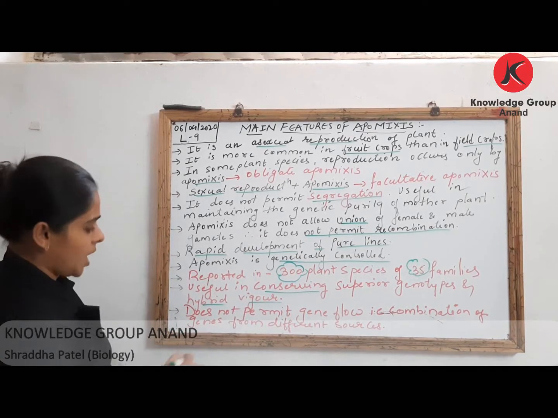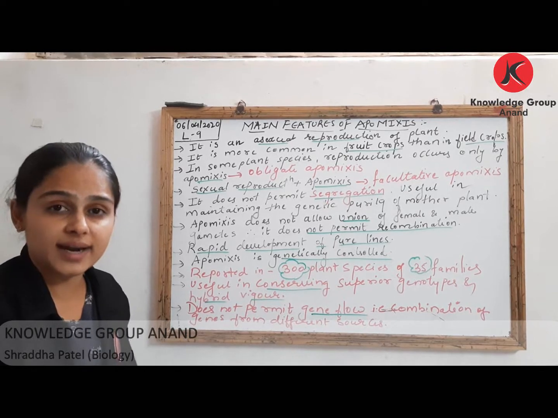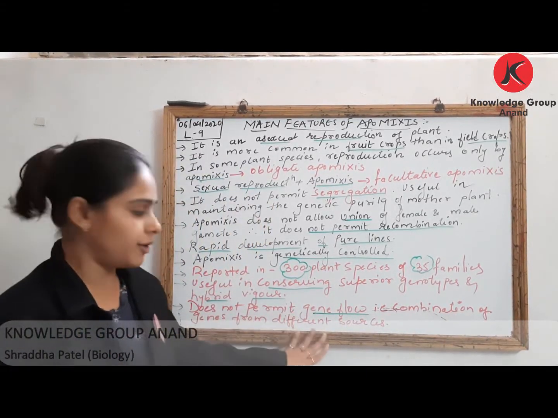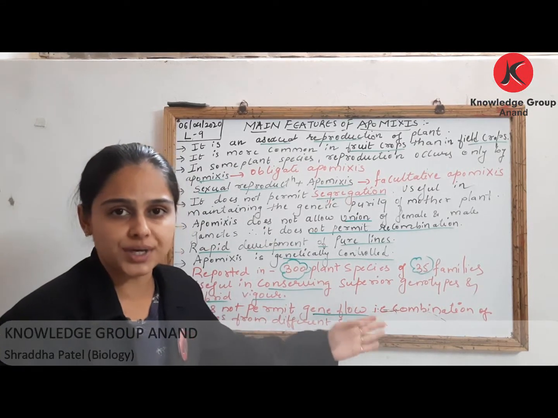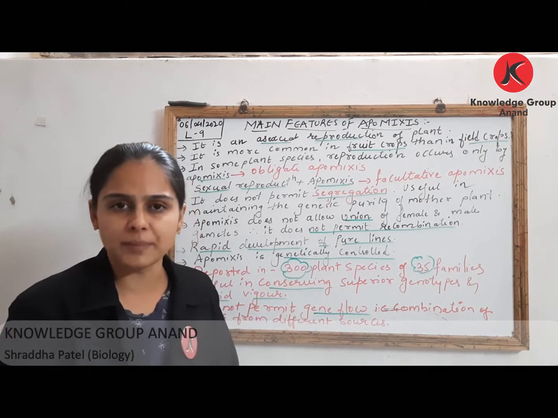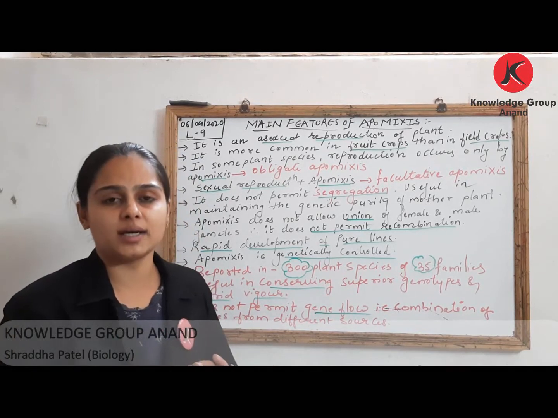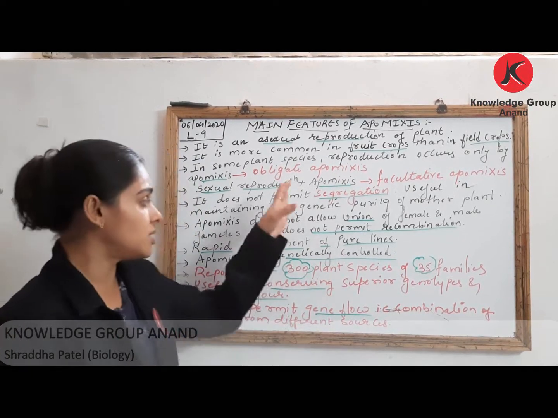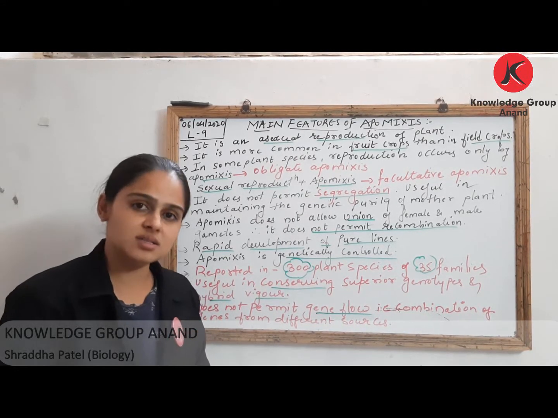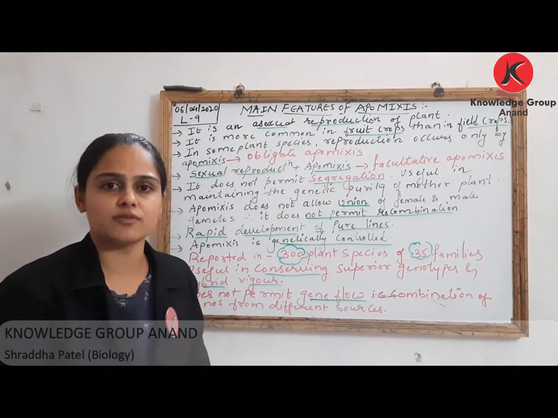Okay, then it does not permit gene flow. What is that? That is, it does not allow combination of genes from different sources. Why? What is the reason for the same? Simple as that: no gametogenesis, no recombination, no gene flow. It maintains pure line character as it is. So these are some of the main features of apomixis, and by this we have ended your second chapter, that is sexual reproduction in flowering plants.